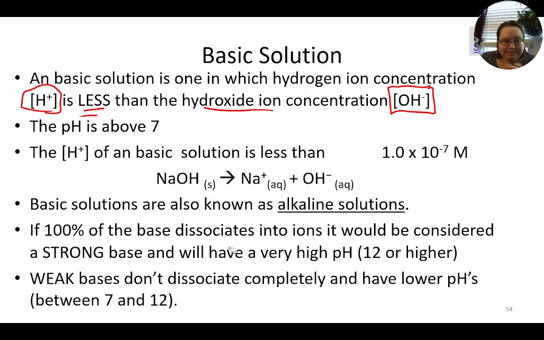The weak bases, again, don't dissociate completely. They separate much smaller quantities, so you have a lower pH. Still got to be above 7 because 7 is neutral. So if my pH is just 7.1, 7.2, it is a weak base. It's a very, very weak base, but it's still a base.